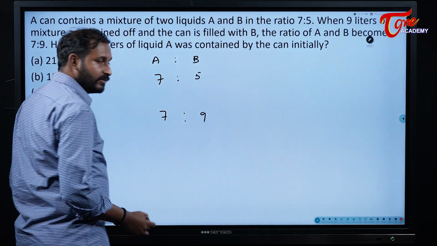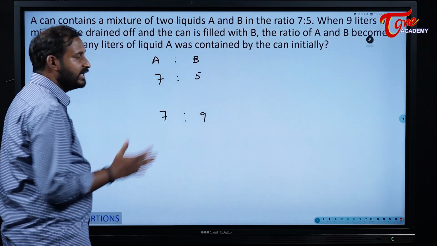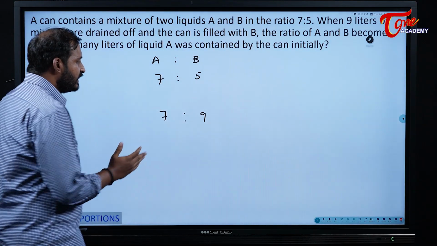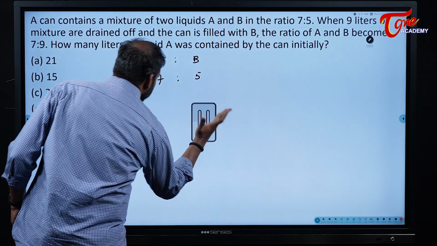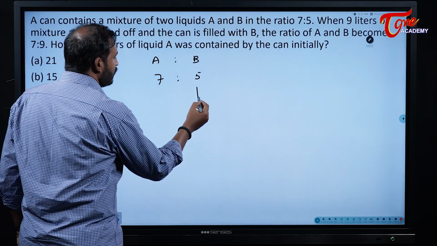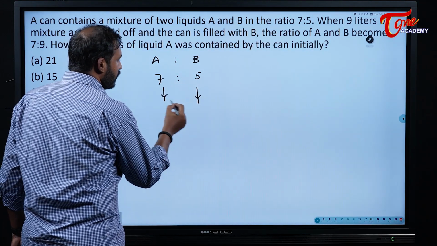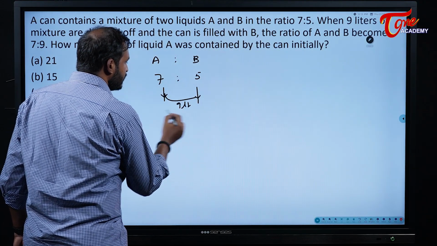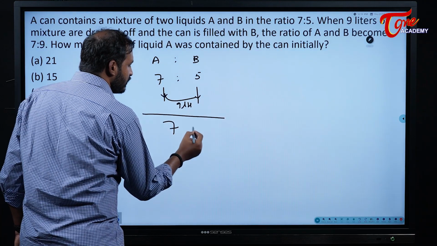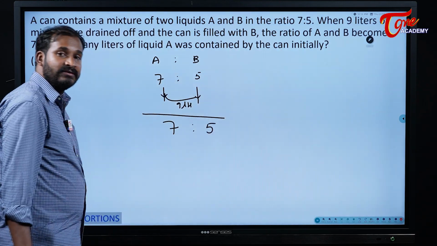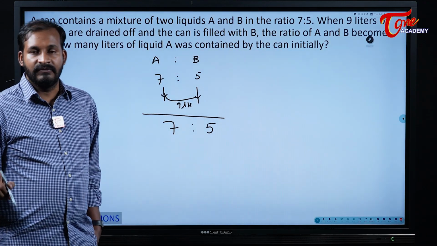Please be careful here. Initially, we are taking out 9 liters of mixture. When I draw 9 liters of mixture from this, what happens to my ratio? Will it change or will it remain same? Definitely it will remain same, even after drawing 9 liters.